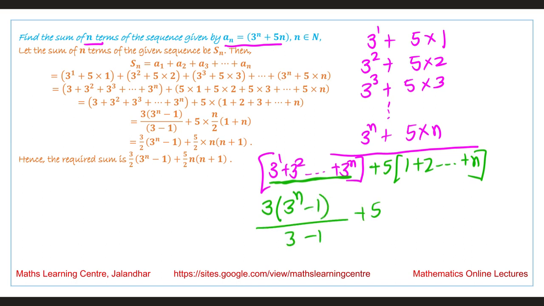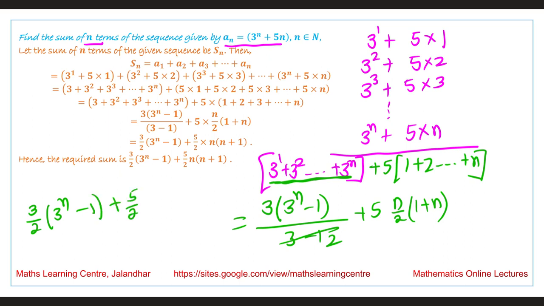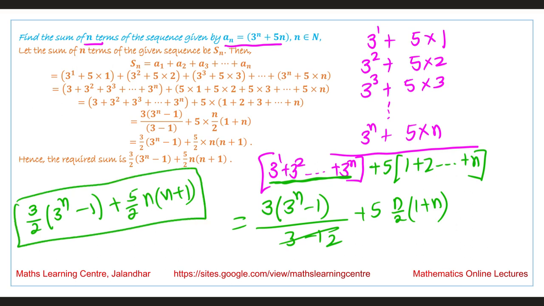Plus 5 into the sum of n terms, which is n by 2 into 1 plus n. This value becomes 2, so the answer we obtain is 3 by 2 into 3 raised to the power n minus 1 plus 5 by 2 n into n plus 1. So this is the sum of these n terms.